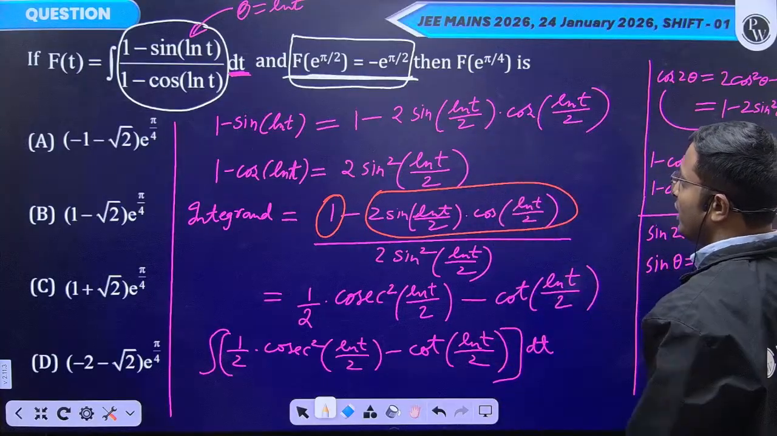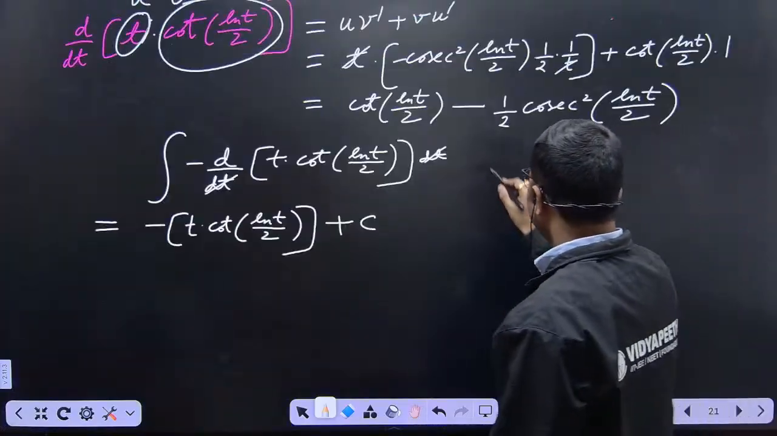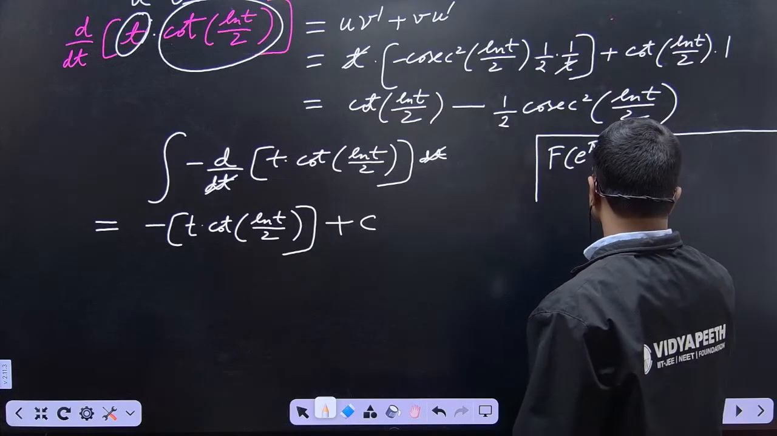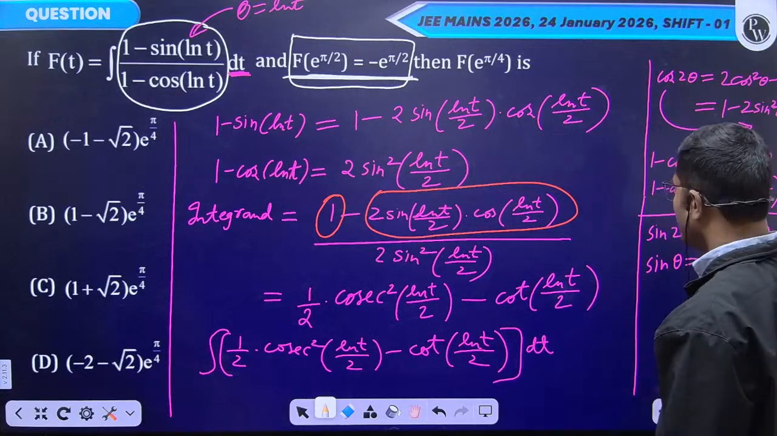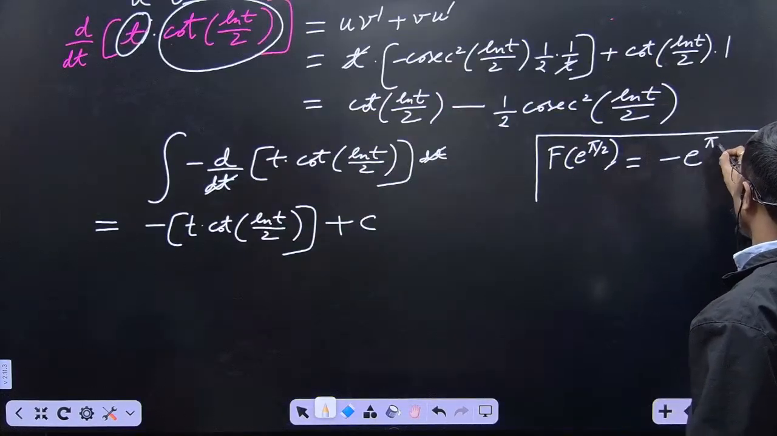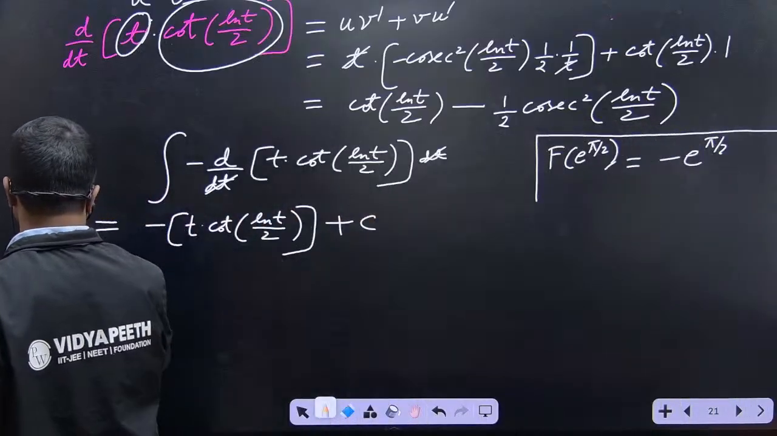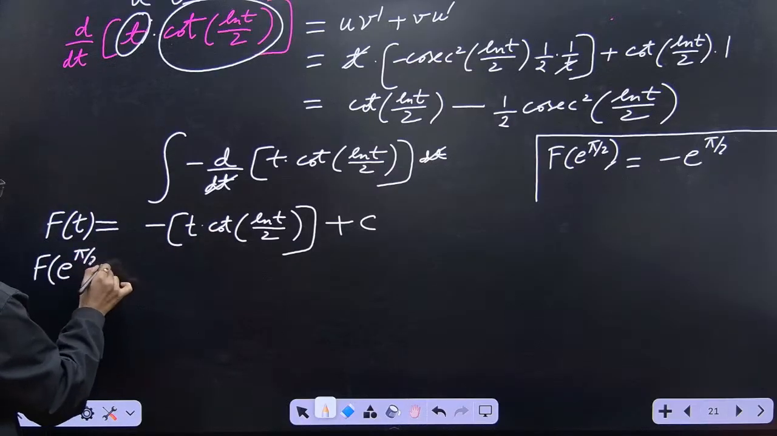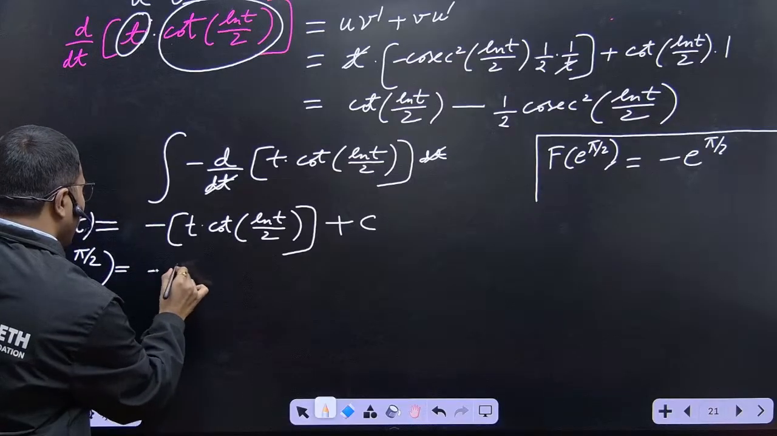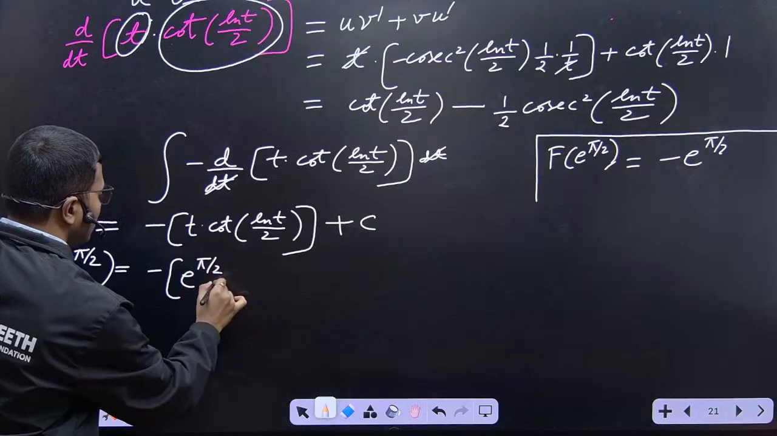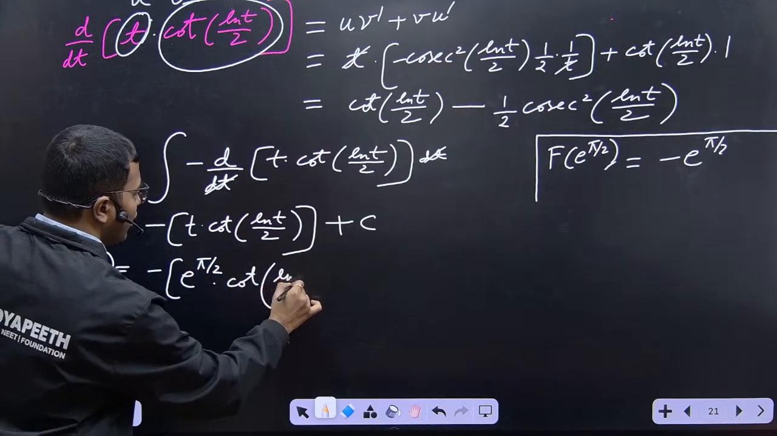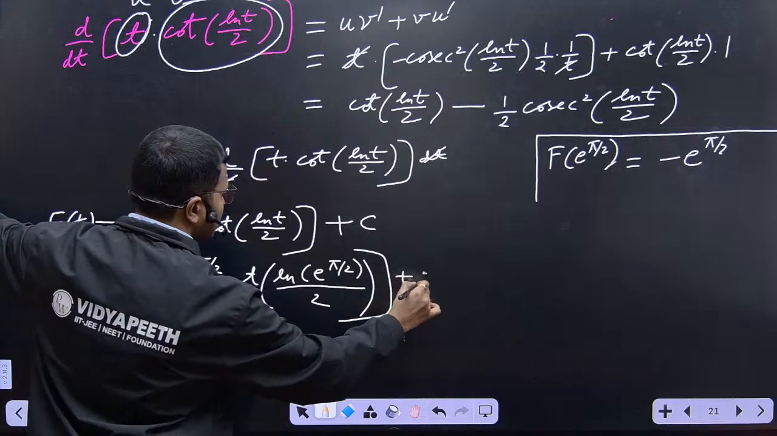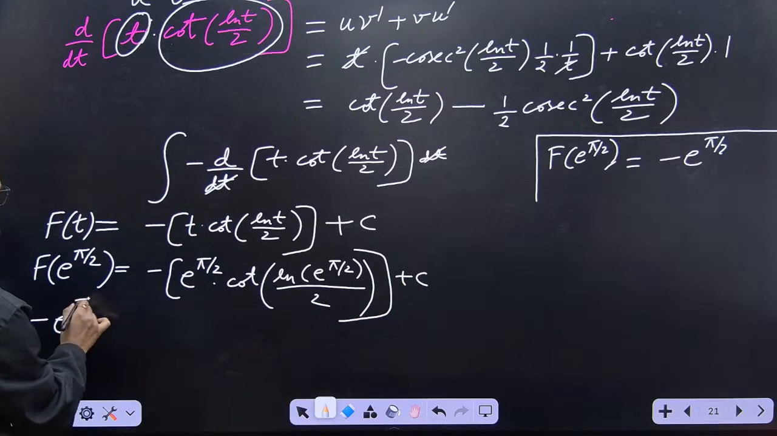F of e power pi by 2 is minus e power pi by 2. So he has given this information, f of e power pi by 2 is equal to minus e power pi by 2. So this is our f of t given in the question. So let us substitute that value, in the place of t we will put e power pi by 2, is equal to minus t, that is e power pi by 2, cot of ln of e power pi by 2 by 2 plus c. So initial value is given, minus e power pi by 2.